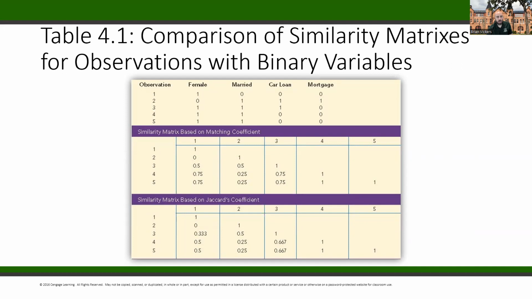So these are all binary variables: female, married, car loan, mortgage. Observation 1, you've got 1, 0, 0, 0. So you've got a distance measured between various ones. This chart's not something you're gonna have to work on yourself. Again, we're gonna have a macro that's going to run in Excel, and it's going to do all this for us. So we'll get into the interpreting of this more in the video. I just wanted to show you a similarity matrix is what this is called.